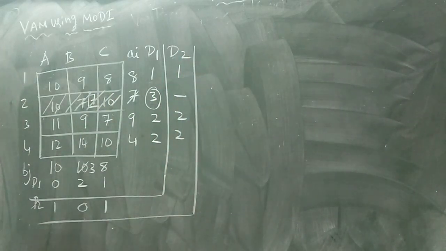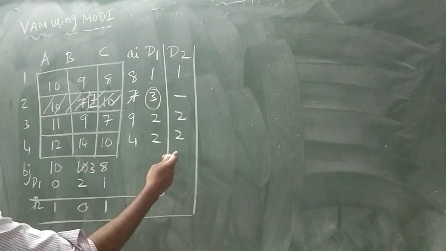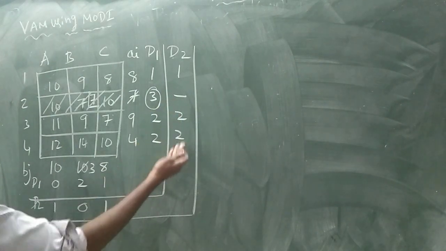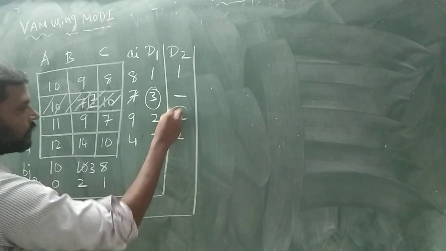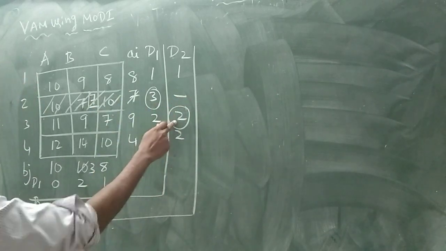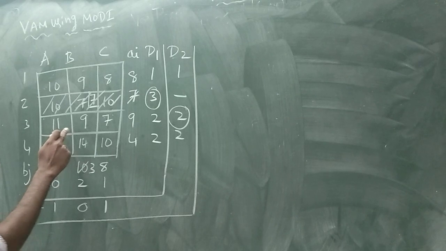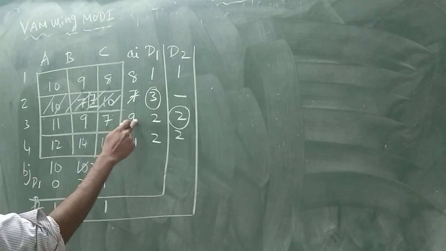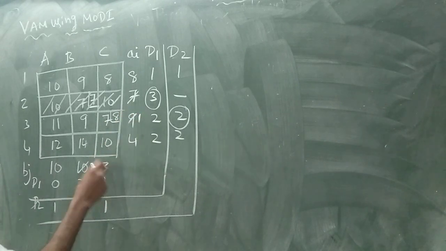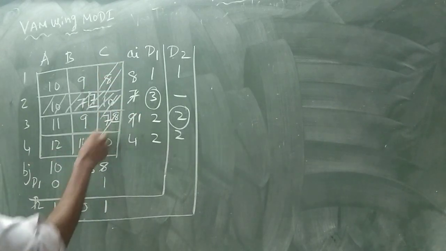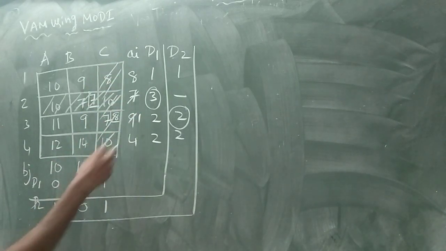In the second difference, the highest value is 2. There are two 2s, so I take the first one as priority. In the third row, the values are 7, 9, 8, and the least value is 8. Remaining 1. In this column there is no remaining value, so I strike out the entire column.